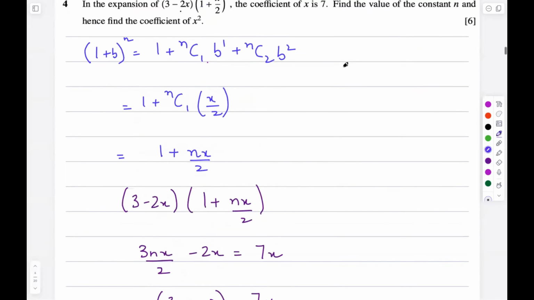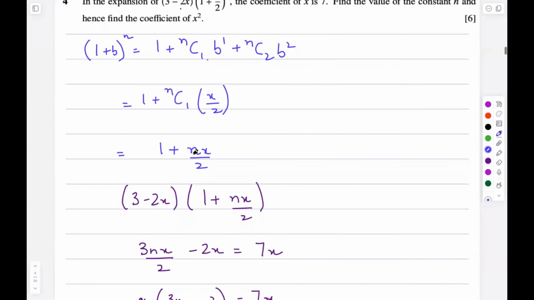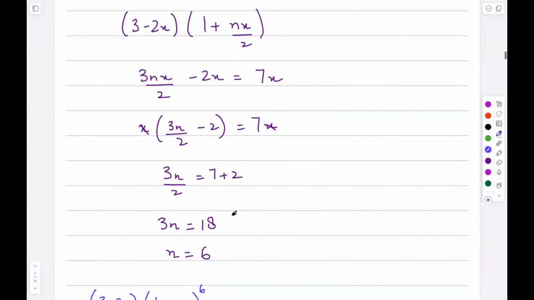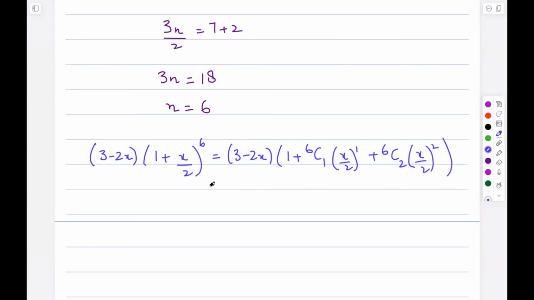As we have to find the coefficient of x squared, we'll include the third term as well, which is nC2 b to the power 2. So this was 1 plus, n is 6, so this was 1 plus 6x upon 2. So we can just expand the expression again and write it as 3 minus 2x, and this will become 1 plus 6C1 (x upon 2) to the power 1 plus 6C2 (x upon 2) to the power 2.